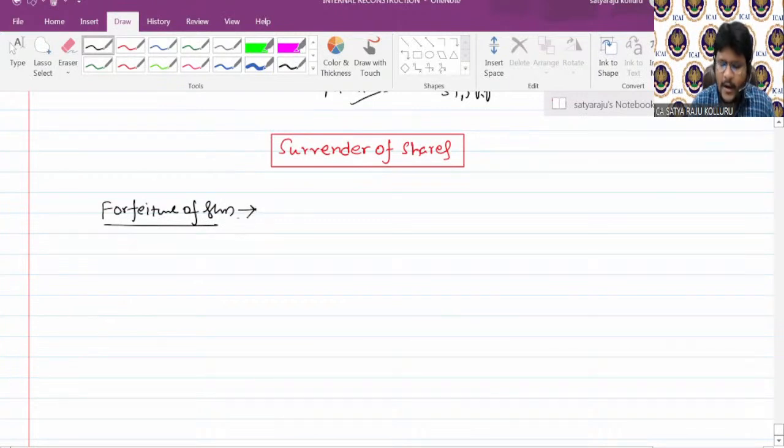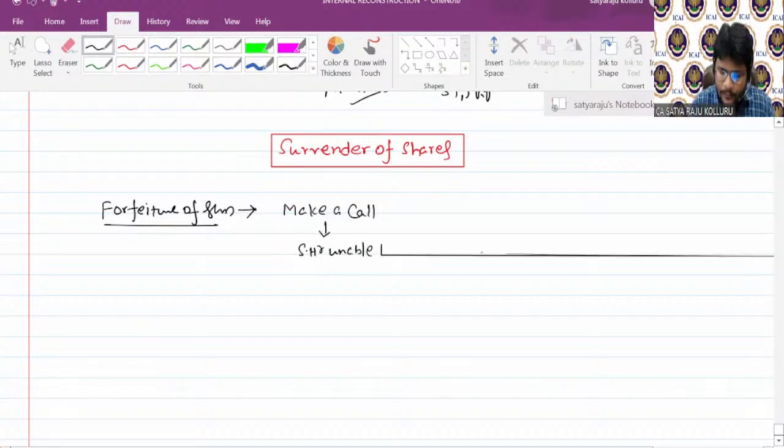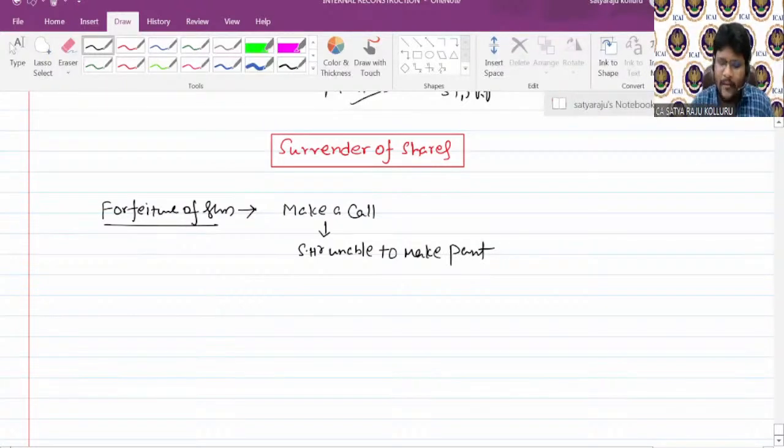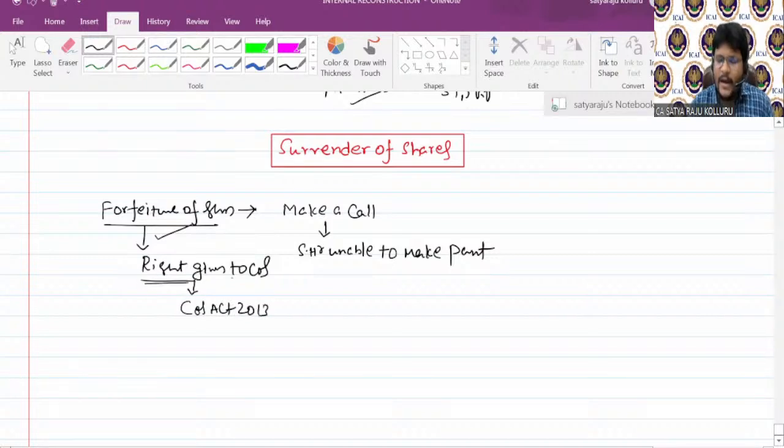When is forfeiture of shares applicable? If the company makes a call and the shareholder is unable to make payment to that call, then the company has a right to forfeit such shares, which is a right given to the company as per the Companies Act 2013. That's why, as per the Companies Act 2013, forfeiture is legalized. I mean, forfeiture is acceptable.